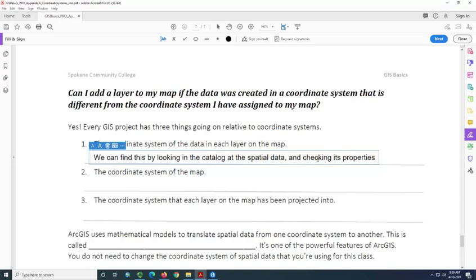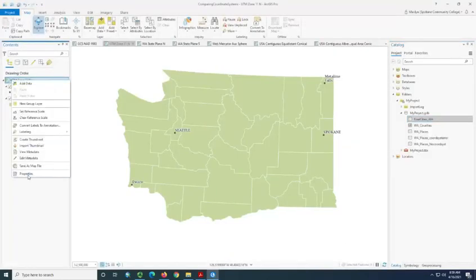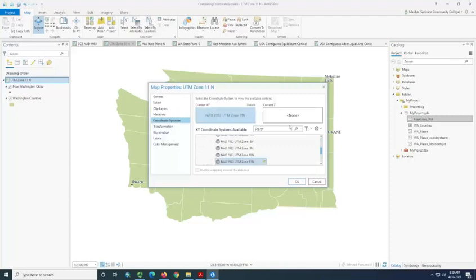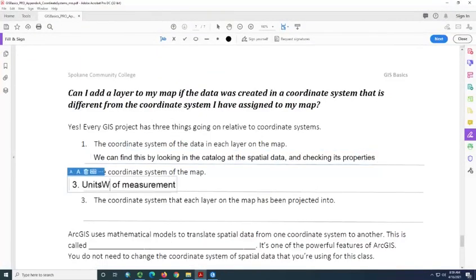Each layer could be in a different coordinate system and be on a map that has a different coordinate system than those. Then we've got the coordinate system of the map, and we can find that by right-clicking and checking the properties of the map. And this one is UTM Zone 11 North. We can find this by looking at the properties of the map in the contents pane.